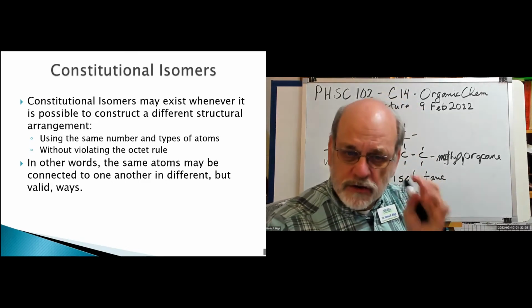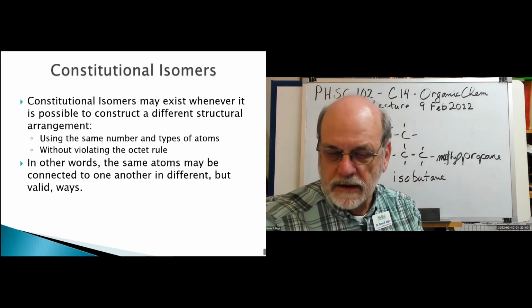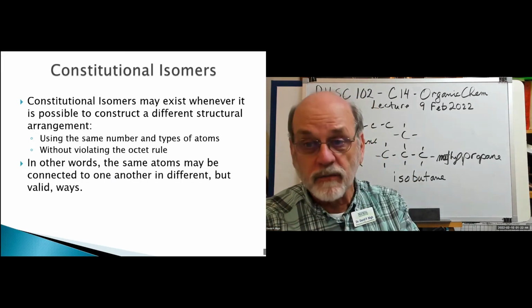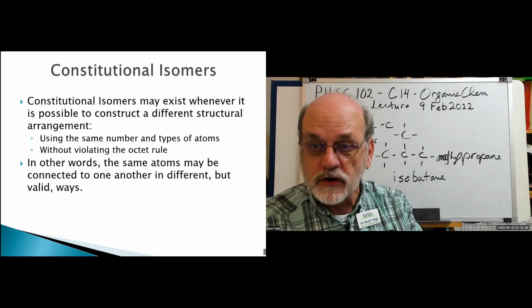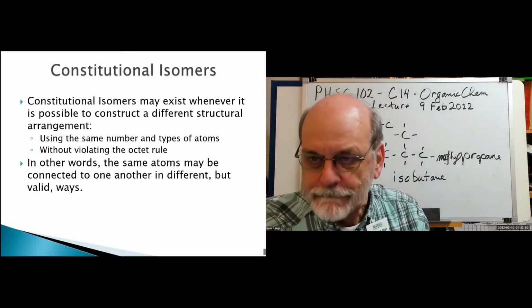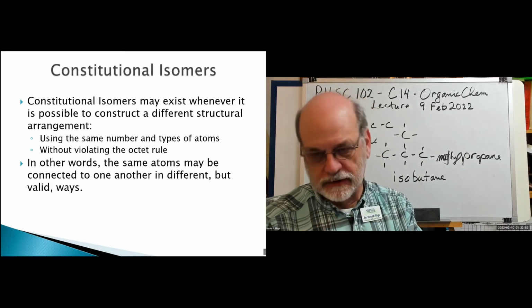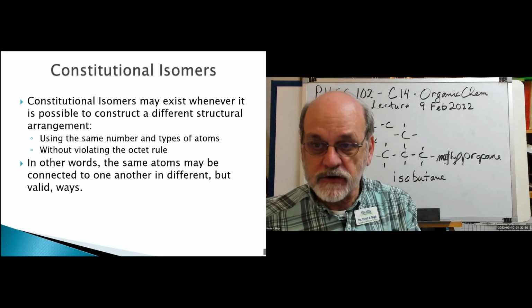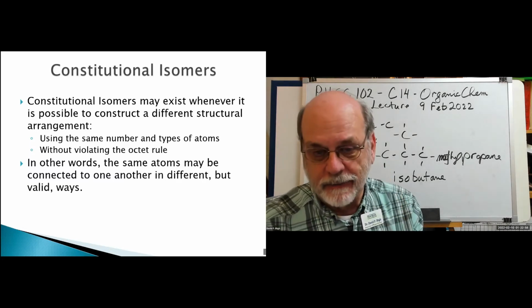So as long as you don't violate the octet rule, in other words, you give carbon its 4 bonds, give everybody else their number of bonds, then you can draw any structure you want. And any structure is possible. Now, of course, when you have a name, there's only one structure that can come from that name.